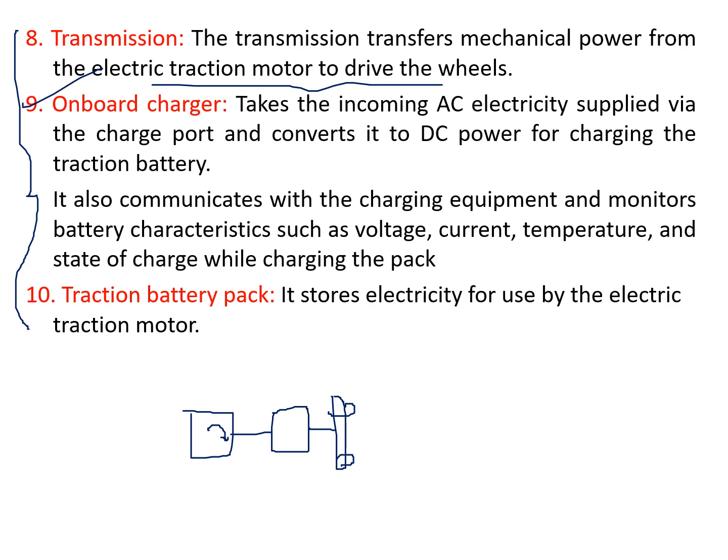Onboard charger. The onboard charger takes the incoming AC electricity supplied via the charging port and converts it into DC power for charging the traction battery. The outside supply is normally AC, but for our electric vehicle we need DC because our battery pack is DC. That's why this will convert the AC to DC for the traction battery. It also communicates with the charging equipment and monitors the battery characteristics such as voltage, current, temperature and state of charge while charging the pack.